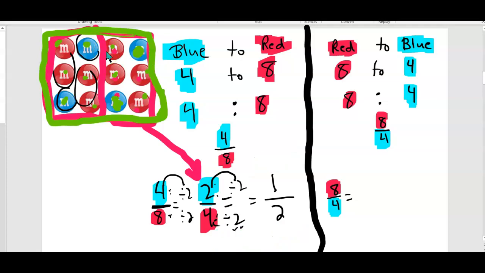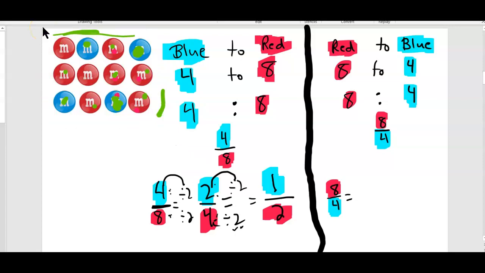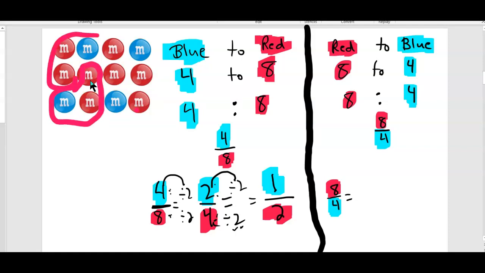Let's clean this up. Now, does that make sense? Do we have 1 blue for every 2 red? Let's find out. Let's erase this and see if that also works. Can I circle that way? Let's see. I can go 1 blue, 2 red, 1 blue, 2 red, 1 blue, 2 red, 1 blue, 2 red. I can do it that way.